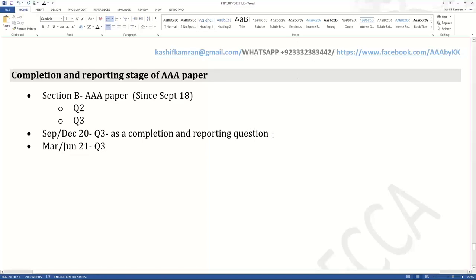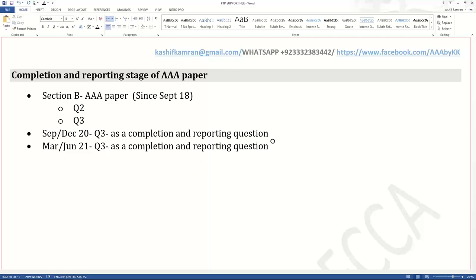Which is very logical, right? The question number 1 is a planning question. So the examiner is going in a very logical order now. The question number 1 is a planning question. And the last question of the paper, question number 3, is a completion and reporting question, right?